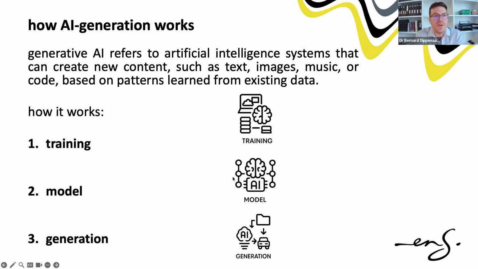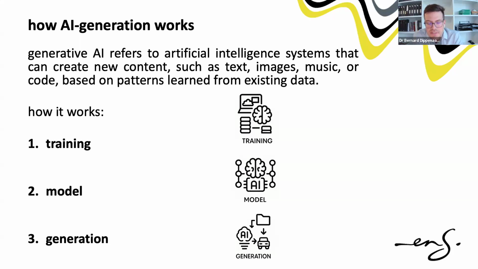Just a few brief comments on what AI generation is and how it works. Generative AI refers to artificial intelligence systems that are capable of creating new content such as text, images, music, even video, computer games, and code. This is based on patterns that are learned from existing data. This is typically done in 3 steps. The first one is training. This is where the AI is trained on a large set of data, and from this large data set, it learns the patterns, the structures, and the features of that data.